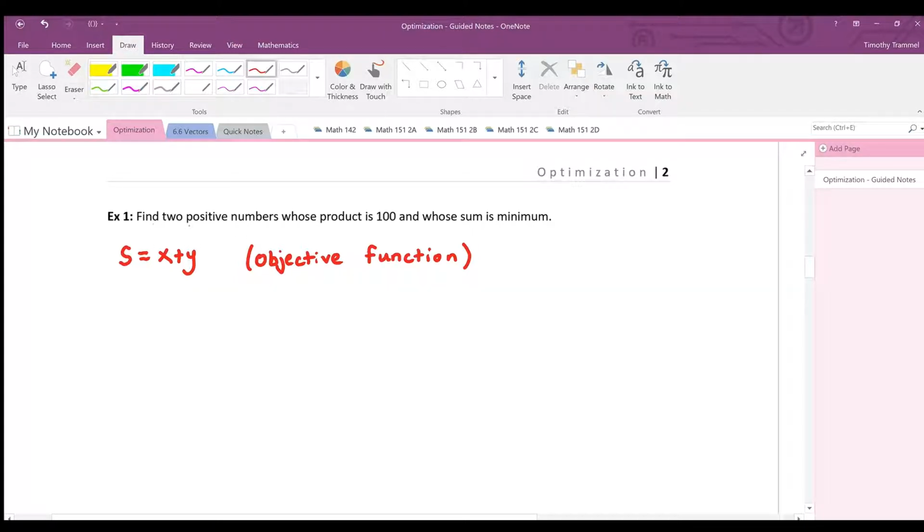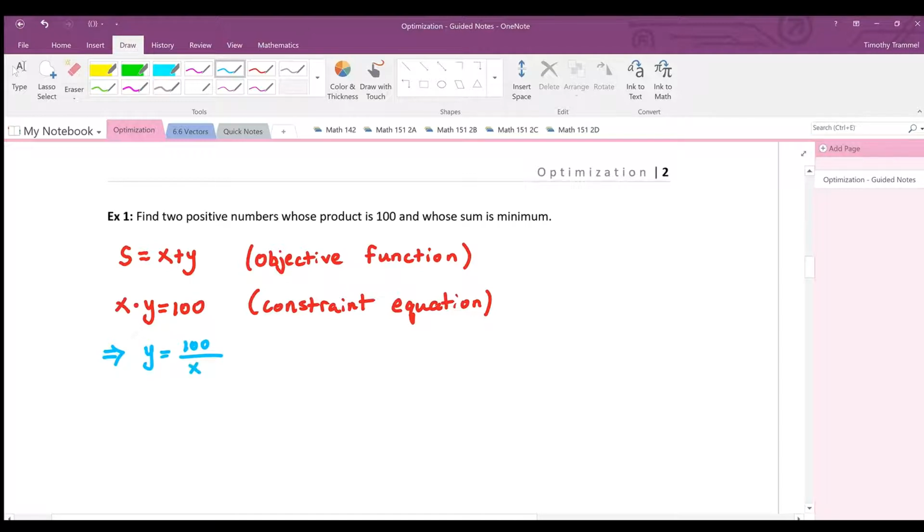So next, let's read the first part here again. Find two positive numbers whose product is 100. So we also know x times y is equal to 100. And again, this is our constraint equation. And let's go ahead and solve this thing here for x or for y. It's really up to us. Let's go ahead and solve it for, how about y? So we're going to take that constraint and we're just going to divide each side here by x.